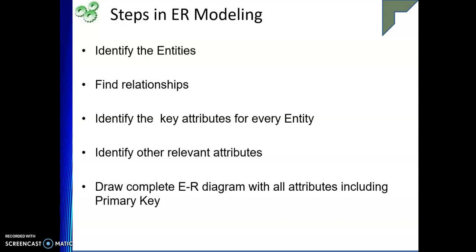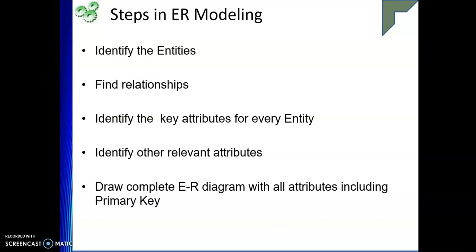Teacher and course: if you say strictly that one course will be taught by only one teacher, then we have a one-to-many type of relationship. So you identify these, then we have identified the key attributes and the other attributes. And after that, you just start drawing the ER diagram and complete it, including all the attributes and the primary key.